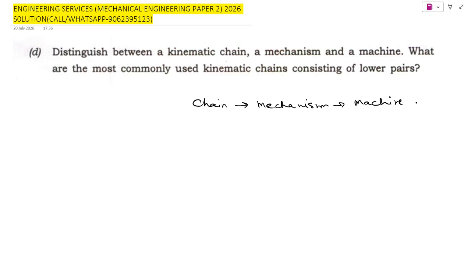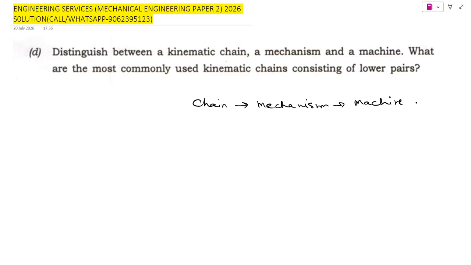At this stage, we are only concerned with the motion. No useful work is performed. So the definition is: a kinematic chain is a combination of links connected by kinematic pairs such that the relative motion between them is completely constrained. Now remember this sentence: every mechanism is a kinematic chain, but every kinematic chain is not a mechanism.